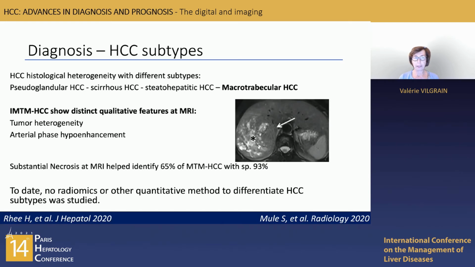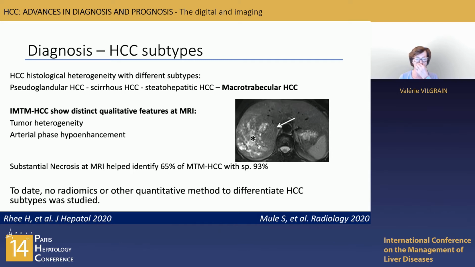We know that there are several subtypes in HCC with a very different prognosis: pseudoglandular, scirrhous, steatohepatic, macrotrabecular, as well as the IMTM HCC. And it would be very interesting to depict these changes by looking at the quantitative data.